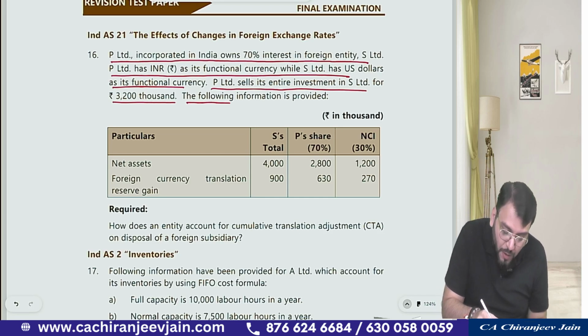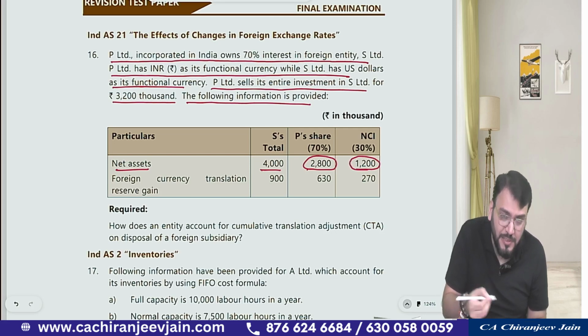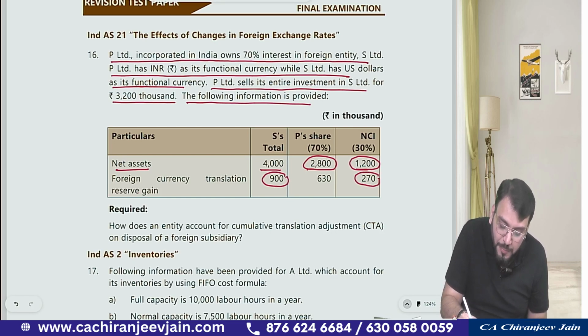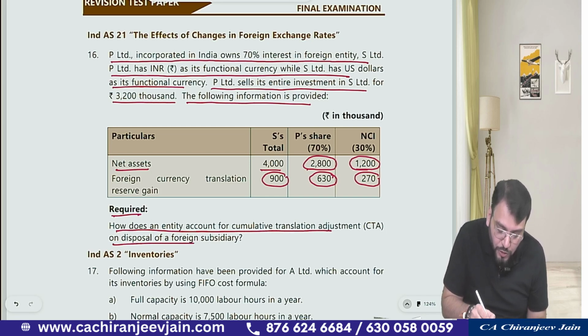The following information is provided. Net asset has been given as 4,000 in total. Out of that, 70% belongs to P and 30% belongs to NCI. Foreign currency translation reserve gain, that is, FCTR total, is 900. Out of that, 30% is attributable to NCI and 630 is attributable to the parent company. Required: how does the entity account for cumulative translation adjustment on disposal of foreign subsidiary?